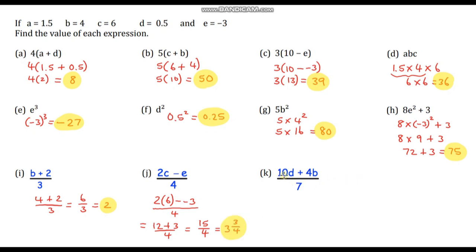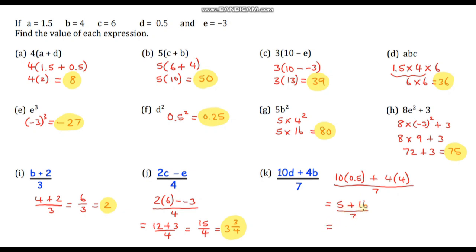And last but not least, we've got question K, which is 10d plus 4b and all of that over 7. So it's going to be 10 times d, and d is 0.5. 10 times 0.5. And then we're going to add on 4 times b, and b is equal to 4. And then all of that is being divided by 7. It's a very wonky line, but hopefully it doesn't really make any difference.